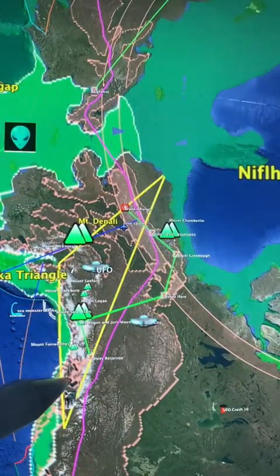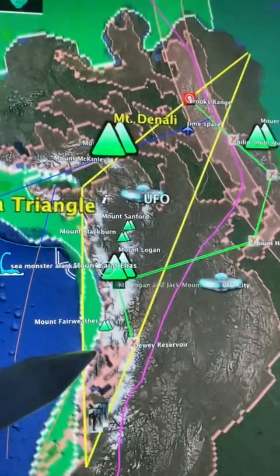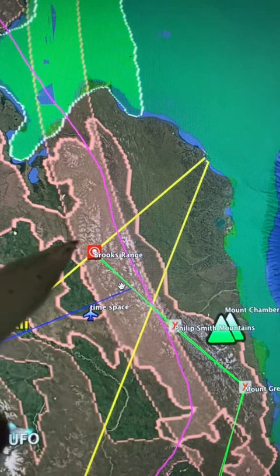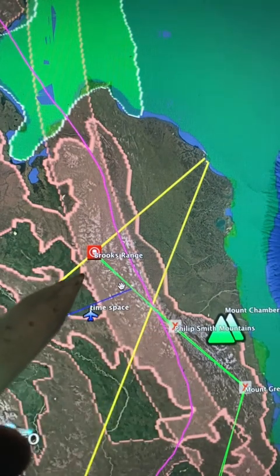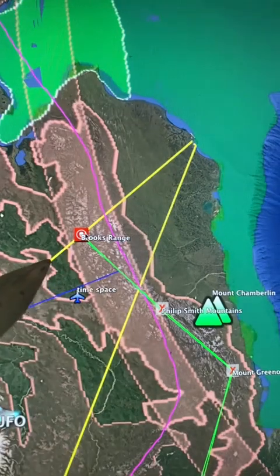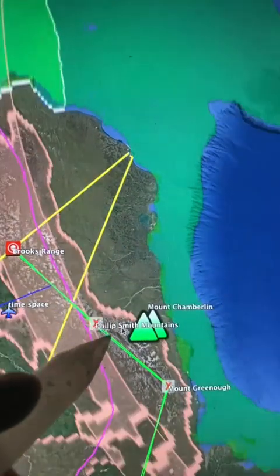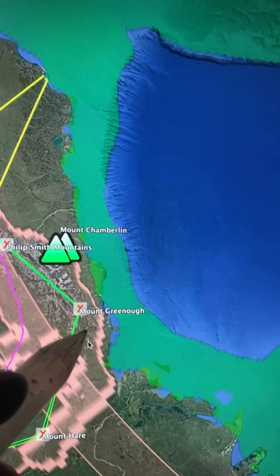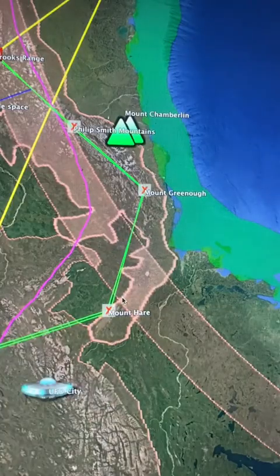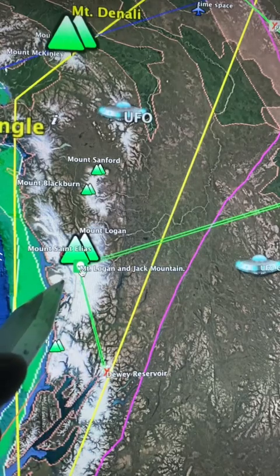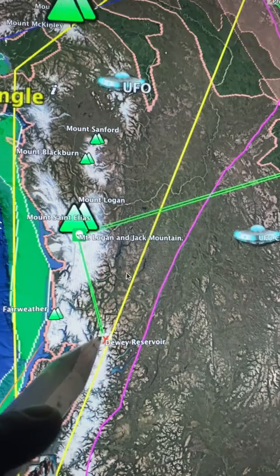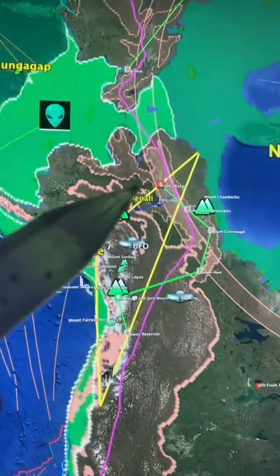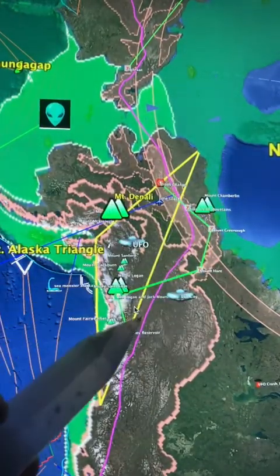Alaska. If we take the triangle from Alaska, again, we have on these points 2 alien bases. In Brooks Range is a genetic experiment base. Philip Smith Mountains and Mount Greenough, Mount Hare and Mount Saint Elias, connected with Dewey Reservoir. So you see again, also around this Bermuda Triangle we have a lot of alien activity from alien bases.